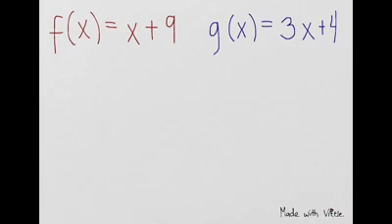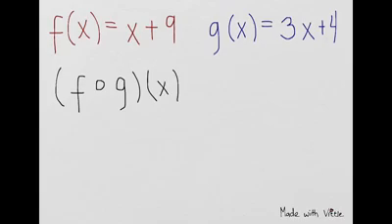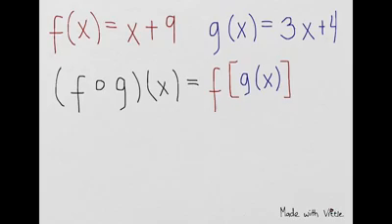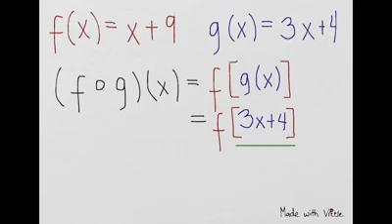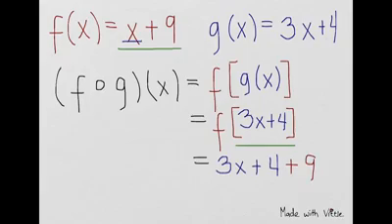Let's say our f of x is equal to x plus 9 and our g of x is equal to 3x plus 4. We are then asked to find f of g of x. We know that this means that we're going to plug g of x inside of f. We know what our g of x is, and that is 3x plus 4. We're going to substitute this for every x in the f function. In this case, we only have 1. So doing that, we would get 3x plus 4 plus bring down 9. And then adding 4 and 9, we would get 3x plus 13. We now have our f of g of x.